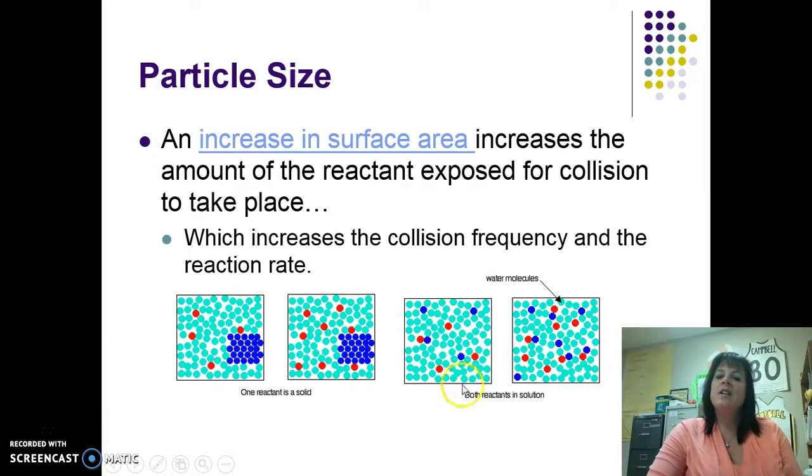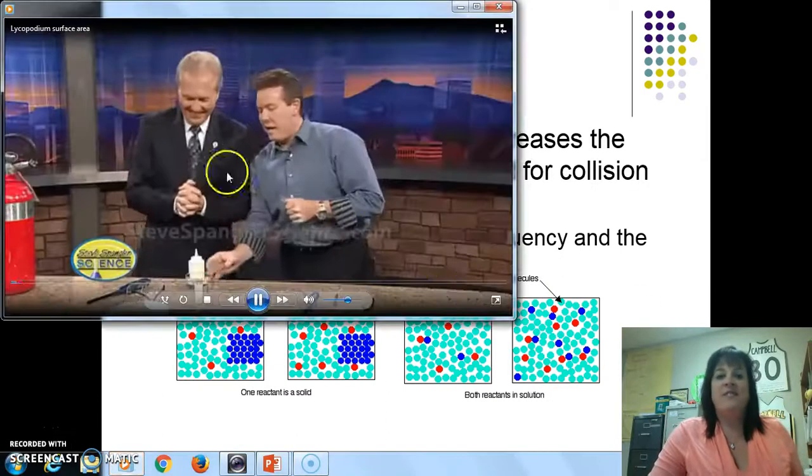But say we don't have a solid, maybe we crush it up or we put it in a solution so it's dissolved. Now I have more particles exposed to the other reactant, and so my reactions can happen. So if I can decrease the particle size or increase the surface area, I have more reactant exposed and I can have more collisions. I also have a really great demonstration of that. So I'm going to show you a little video.